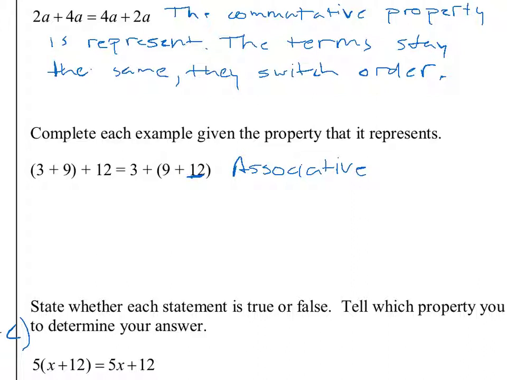So there's parentheses around the numbers. Are all of the numbers the same, and are all of the numbers in the same order? 3, 9, 12, 3, 9, 12. All the same numbers, all in the same order. The only thing that is different here is how they are grouped. So here they said, I want to do this addition first. Here they said, I want to do this addition first. That's the associative property. Just changing grouping symbols, all else stays the same.